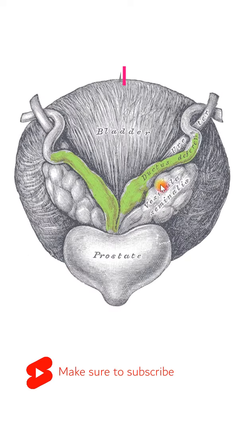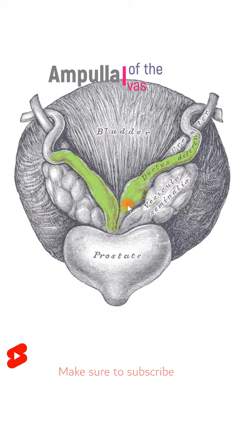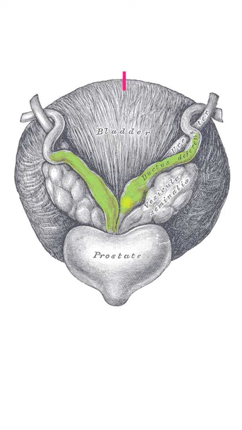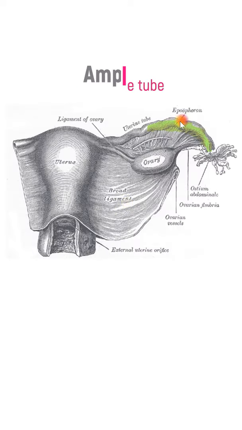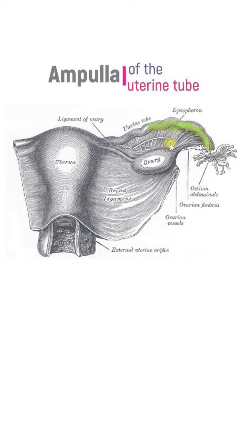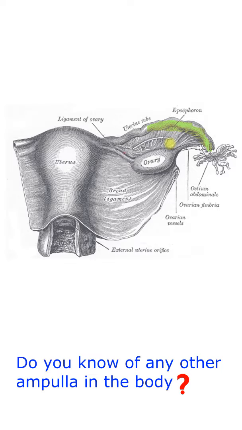In the male, the dilated terminal portion of the ductus deferens or vas deferens is known as the ampulla. In the female, the ampulla of the uterine tube is the widest and longest portion in which fertilization takes place. Do you know of any other ampulla in the body?